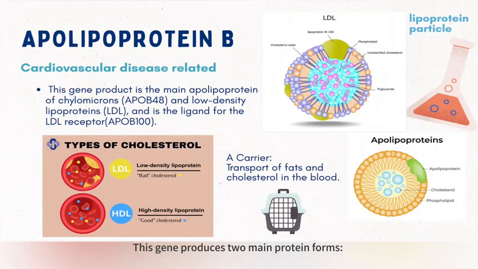This gene produces two main protein forms. APOB48, made in the intestines, is essential for forming chylomicrons to transport dietary lipids. APOB100, produced in the liver, is required for LDL particles to bind LDL receptors and enter cells. From the lipoprotein structure shown in the PPT, APOB100 sits on the LDL surface like a barcode that allows cells to identify and clear LDL.